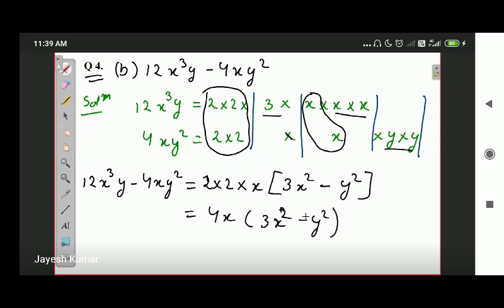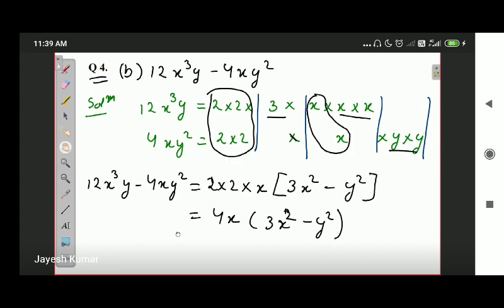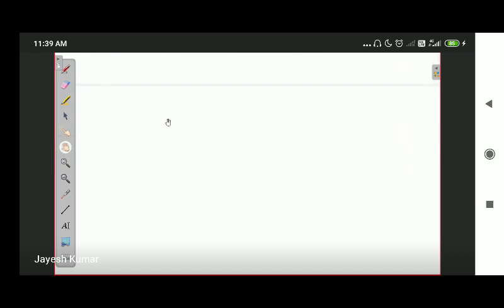Okay. So in this manner, you have factorized the given expression. From subtraction, you have turned the given expression into the form of multiplication. 4x is being multiplied with 3x square minus y square. Now let us do its C part. Oh, not C, D part. D is, we have to factorize a x square y plus b x y square plus c x y z.